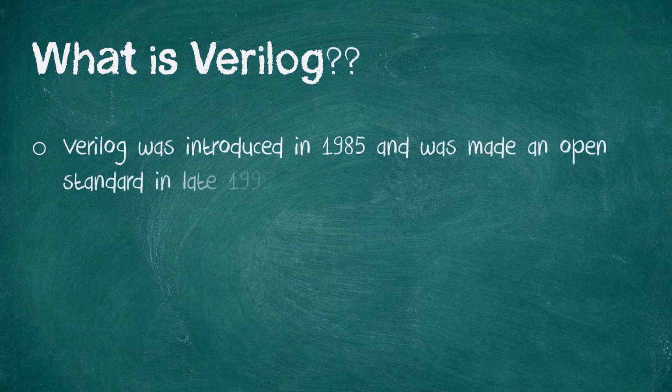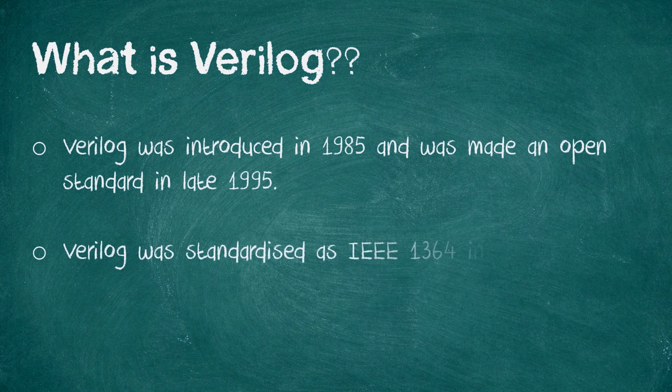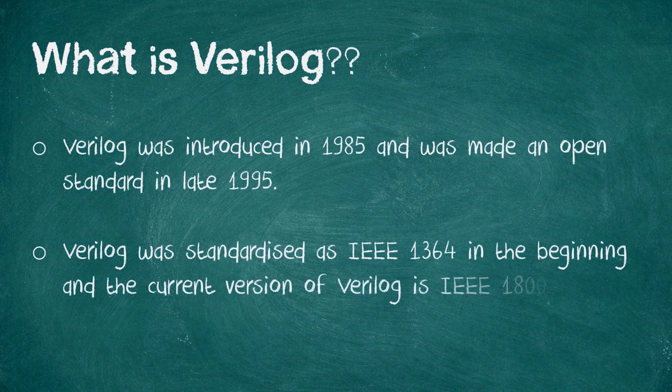Verilog was introduced in 1985 by a group of engineers and scientists. It was made an open standard for HDL in late 1995. Verilog was standardized as IEEE 1364 when it was made an open standard, and later it was merged with SystemVerilog and standardized as IEEE 1800. The current version of Verilog is IEEE 1800-2017.